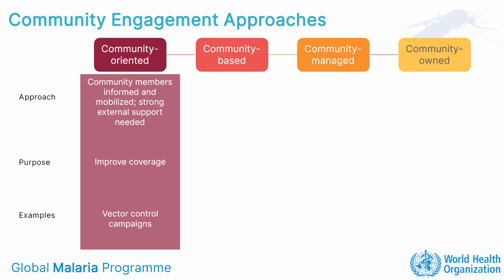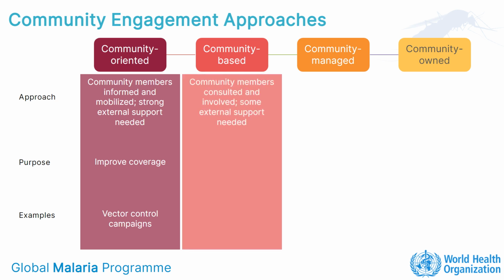This approach is most applicable to improving intervention coverage. Mass ITN distribution and IRS campaigns often use a community oriented approach. In the community based approach, the community is consulted to improve access to health services and involved in programs by locating interventions inside the community. Some external support is still needed, such as for procurement of commodities. A community based approach helps improve access to interventions and is exemplified by the routine distribution of ITNs in health clinics and the use of community health workers to deliver seasonal malaria chemoprevention.